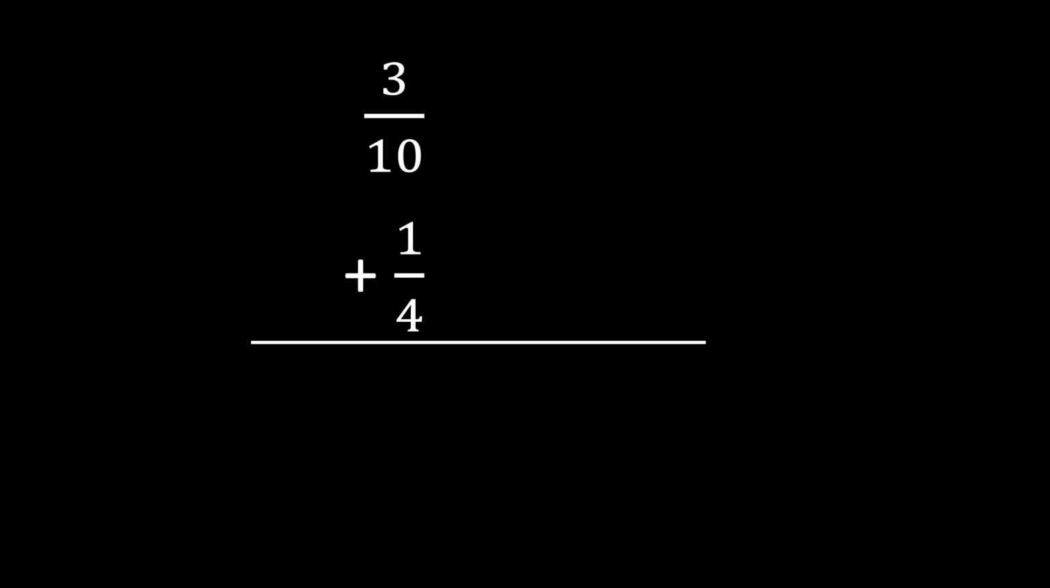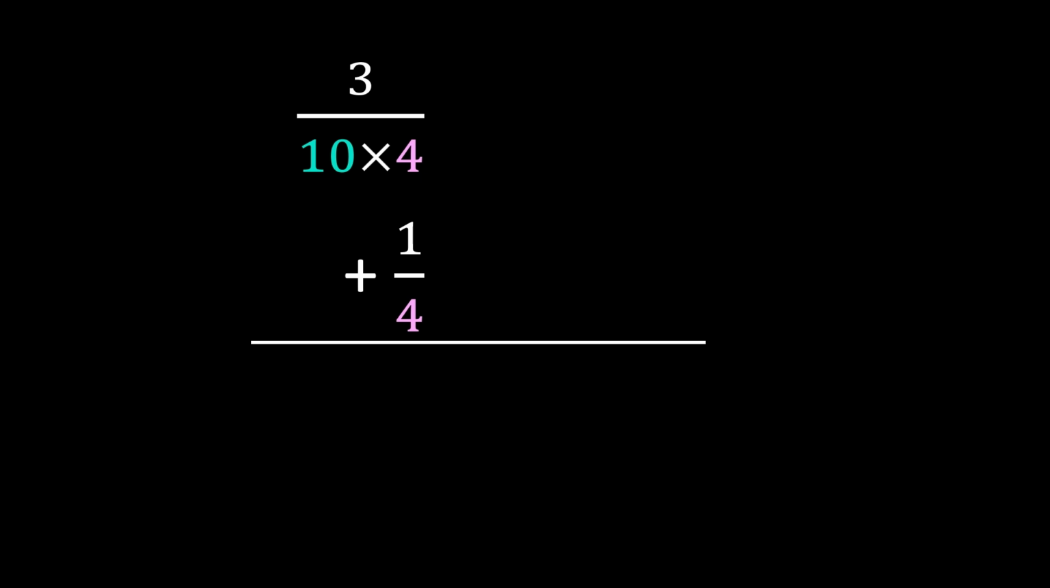In this problem, I have 3/10 plus 1/4. And the first thing I notice is I don't have a common denominator, so I'm going to need to find it. And one of the easiest ways to do that is to take the denominators that you do have and just multiply those together. So I'm going to be looking at the 10 and the 4. I'll need to multiply the 10 by 4.